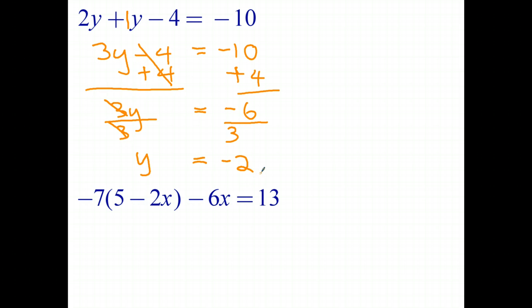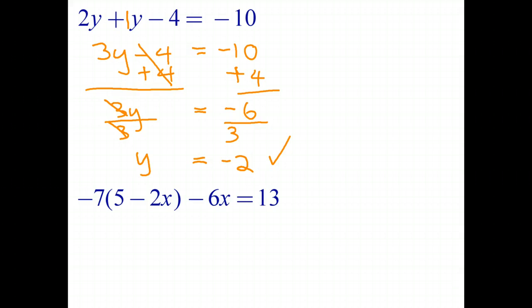Let's go ahead and do a quick check. We'll use the original equation and not the one that I simplified. So 2 times negative 2 is negative 4. Negative 4 plus negative 2 is negative 6. And negative 6 subtract 4 is negative 10. So we do, in fact, have the correct answer.